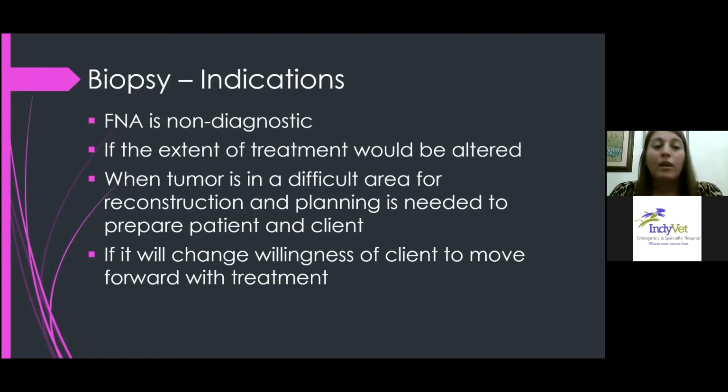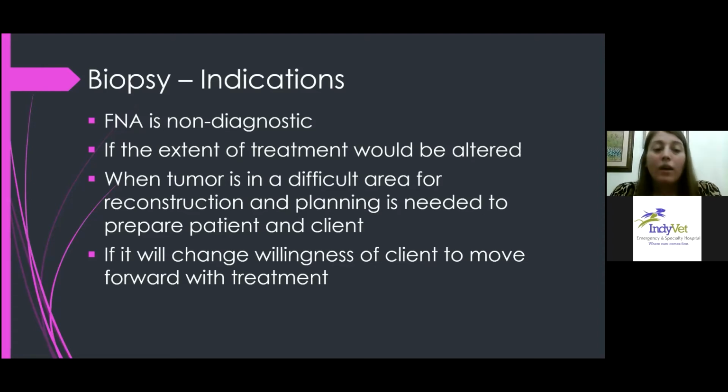Another indication would be if the extent of treatment would be altered in any way, meaning if we would do a radiation versus chemo versus surgery, if we would do a wide excision versus just a marginal excision, if a tumor is in a difficult area for reconstruction and planning is needed to prepare both the patient and the client. By reconstruction, I mean if this is a tumor that would need an amputation or skin flaps or a maxillectomy, we may want to know what we're dealing with before going in and taking it out.